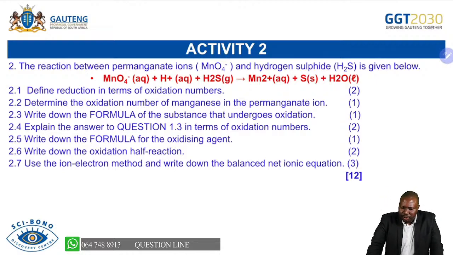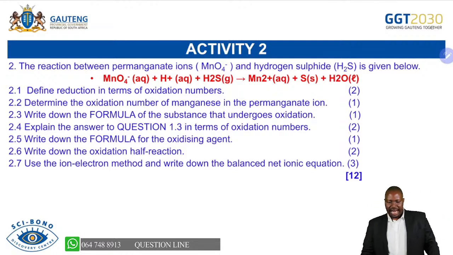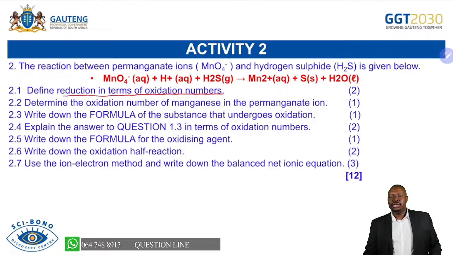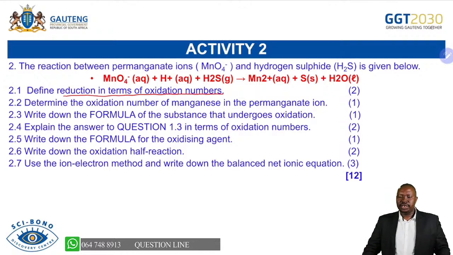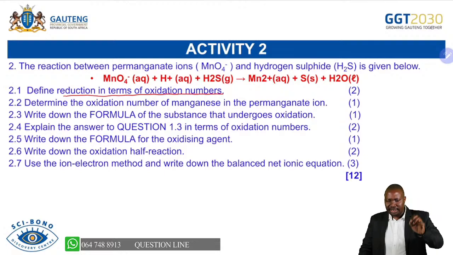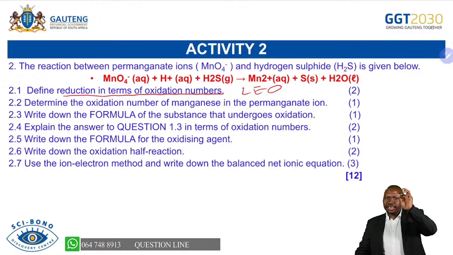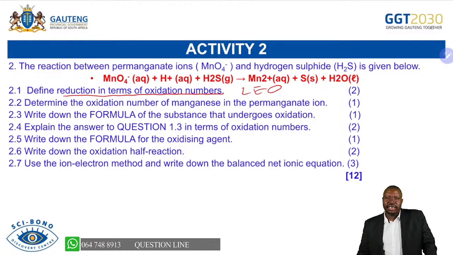We're saying there's a reaction between the permanganate ions and hydrogen sulfide given below. Define reduction in terms of oxidation numbers. You see, we can put you in a small corner there to say use oxidation numbers to answer this question. So you cannot say loss of electrons. You can say loss of electrons is oxidation. It's correct, loss of electrons is oxidation, but they said according to oxidation numbers, because this is according to electron transfer. So if they say specifically oxidation numbers, you will define according to oxidation numbers.